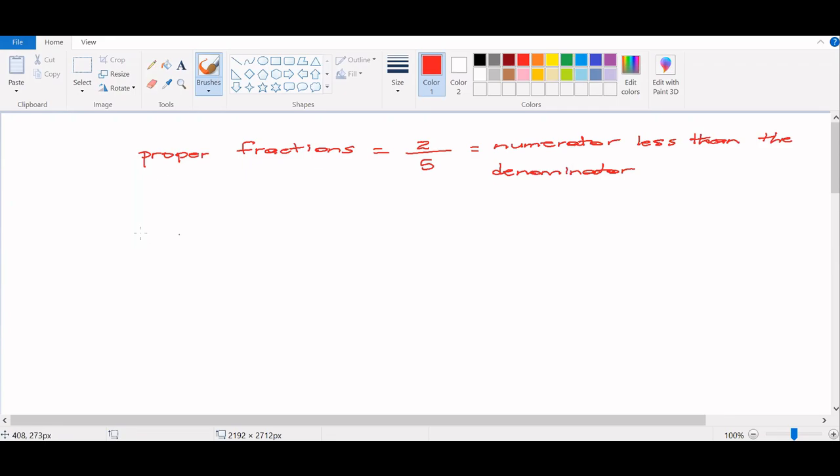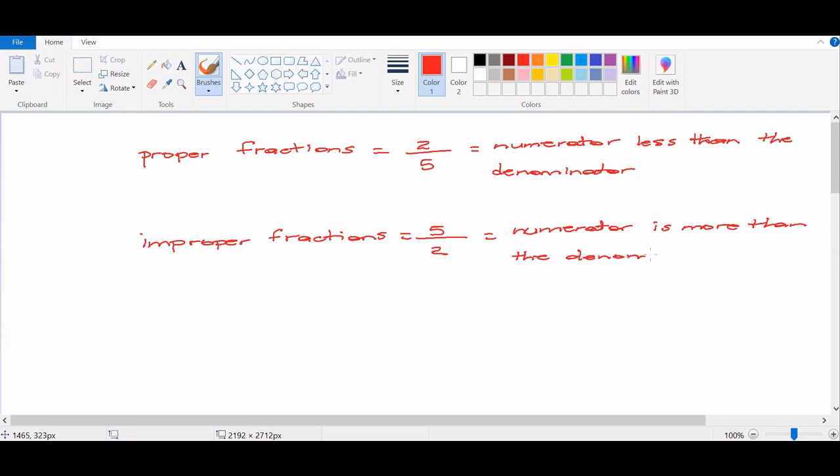An improper fraction, and you guessed it, I'm sure, because if a proper fraction occurs when the numerator is smaller or less than the denominator, then an improper fraction would be when the numerator is more than the denominator. And I hope you're taking these little extra notes because they are not in the notes I've provided, right?